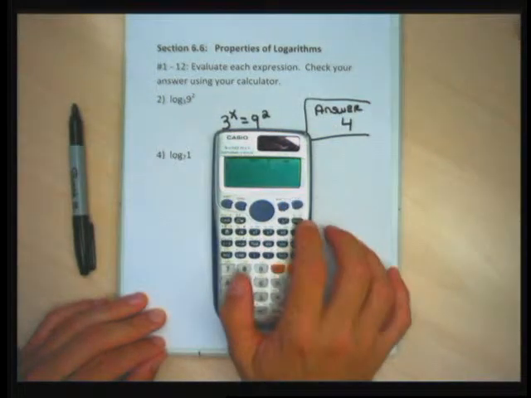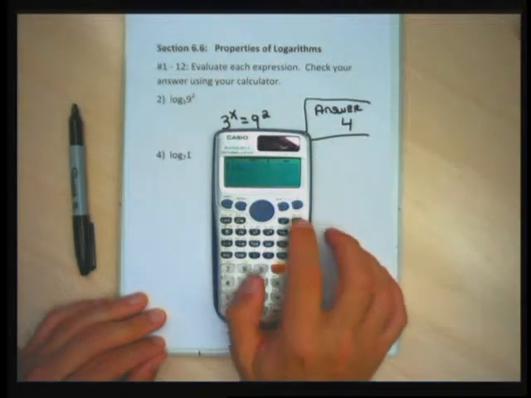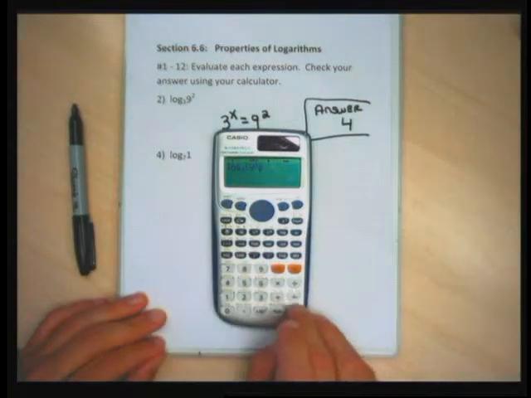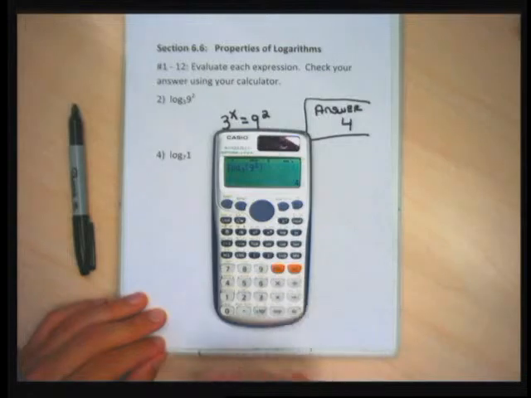So my calculator smokes on these logarithms, so I'll just do the logarithm base 3 of 9 squared, and as quick as I could enter it, it gives me the answer of 4.